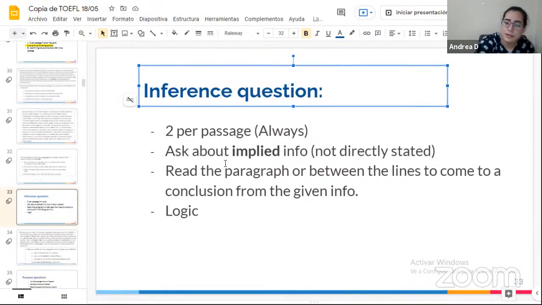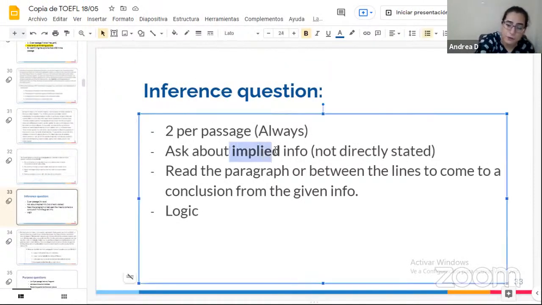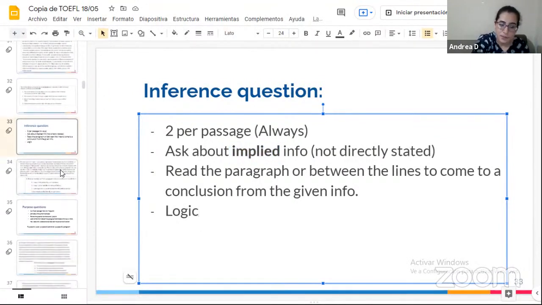Okay, so they're asking, in other words, for implied information. So information that you have to basically do some reasoning to get. You have to use your logic and think about it for a while and try to look for the bigger picture until you come to your conclusion. It's not just about finding the answer, but about getting to the answer. So, okay, it's all about logic.